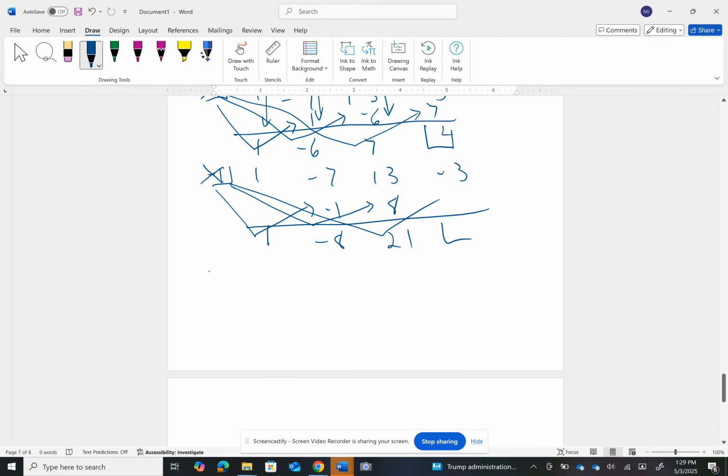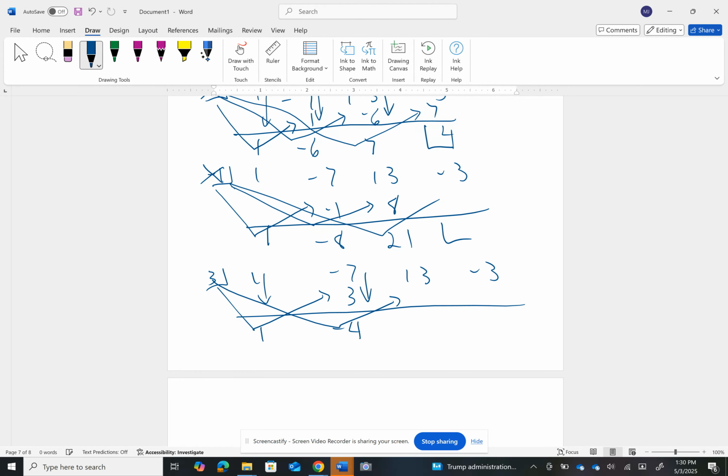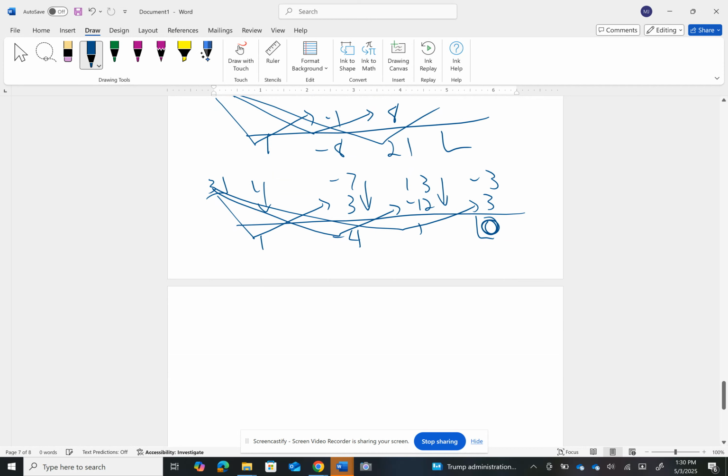Now I'm going to try 3. Okay, so I'm going to bring down the first number, multiply, add straight down. So I multiplied, now I'm adding straight down. 3 times negative 4, add straight down. 3 times 1. Okay, here we go. We got a remainder of 0. And notice we have just 3 numbers left here. This is your A, your B, and your C.